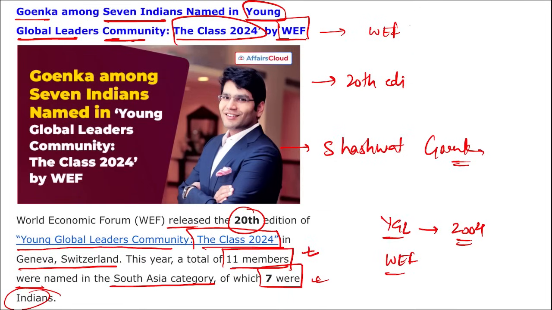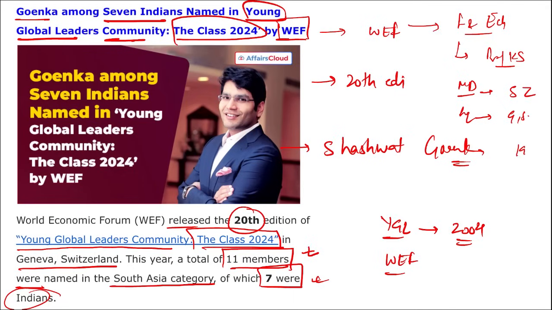If we talk about the World Economic Forum here, who is the founder and executive chairman? Professor Klaus Schwab. Who is the managing director of the World Economic Forum? Saadia Zahidi. Where is the headquarter of the World Economic Forum? It is in Geneva, Switzerland. When was this established? In 1971, the World Economic Forum was established, and this is the organization that has released the 20th edition of the Young Global Leaders Community, the class of 2024, and this year a total of 11 members were named, out of which 7 were Indians.